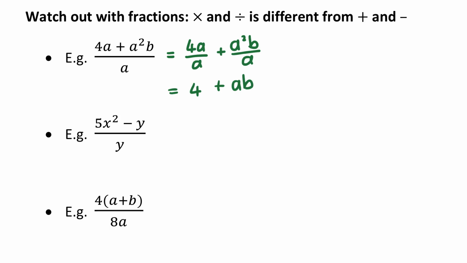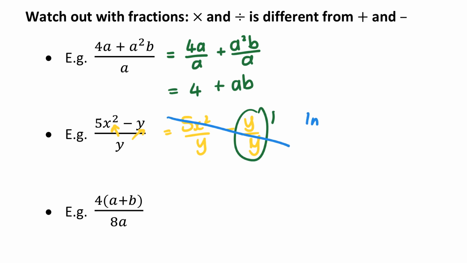However, in the second fraction, you can see that you don't have y in both terms. So I could write this as 5x squared over y minus y over y, and then this could give me 1. But I would say that this is actually no simpler than what I started with. So I'd maybe say it's in its simplest form already.